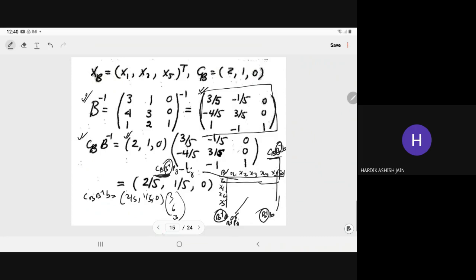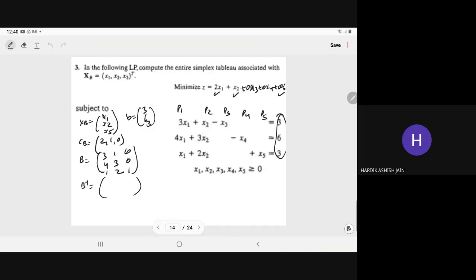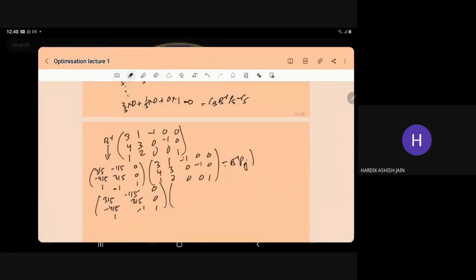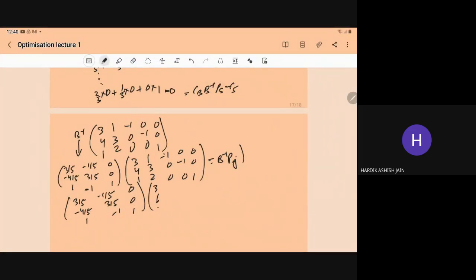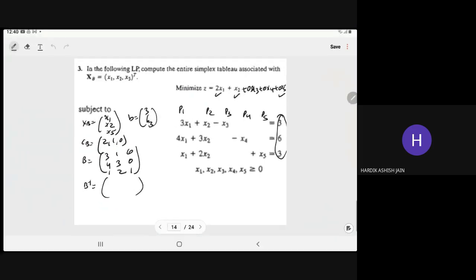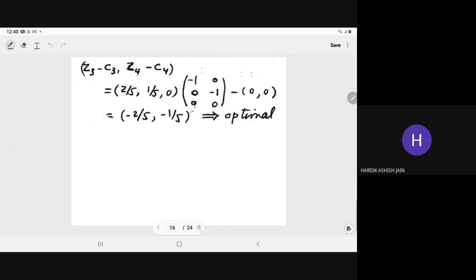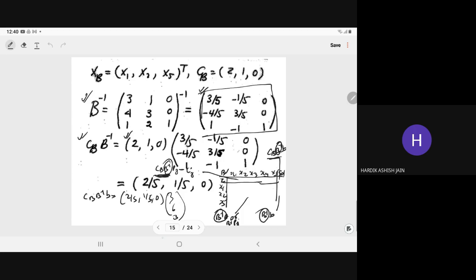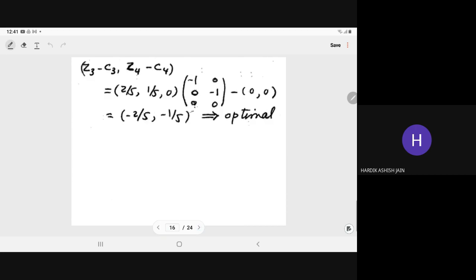So B is what? From the question, B is 363. 363 means right hand side. So you will get the right hand side. So when we solve this, when we multiply these matrices, you will get Z3 minus C3, Z4 minus C4 as minus 2 by 5, minus 1 by 5.